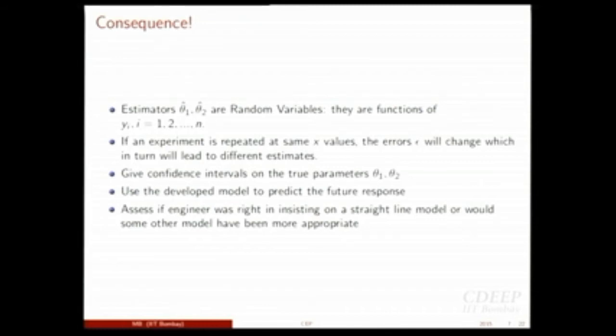And the last thing we may want to do is check the assumptions of that engineer himself. Was he right in insisting on a straight line model, or would some other model have been better? So is this model adequate or not? These are some of the things that we can do if we start looking at the problem as a problem in statistical parameter estimation, involving random variables.